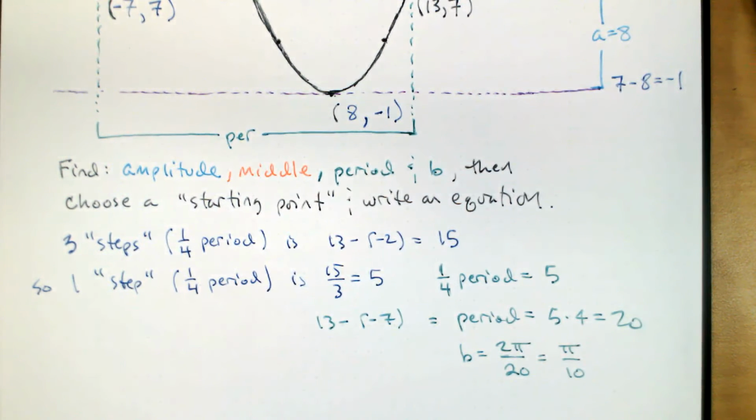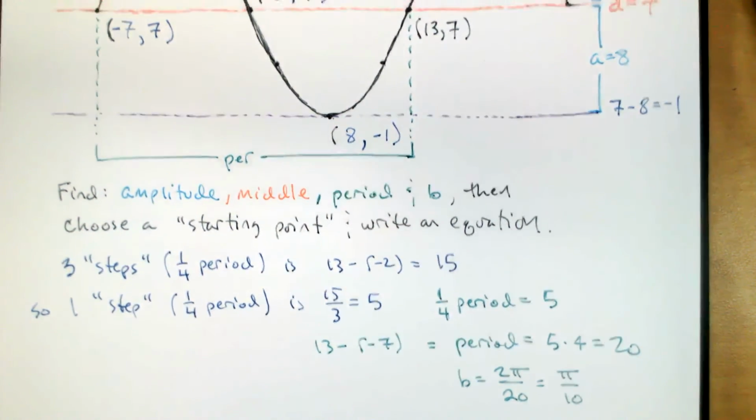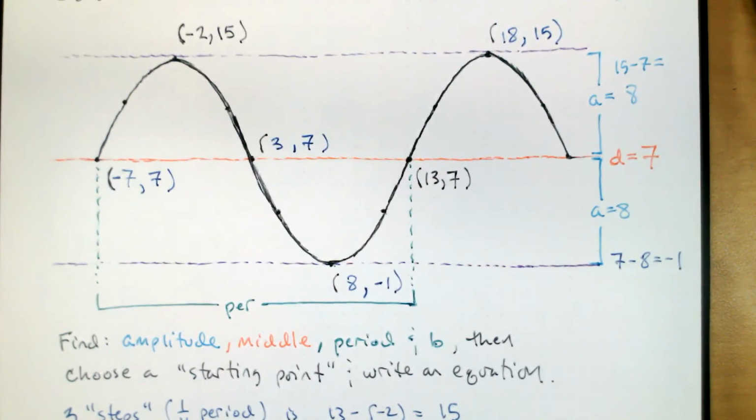Now all we have to do is choose a starting point and write an equation. My favorite starting points are the ones that are closest to the y-axis. So that -2, 15, and 3, 7 would be my first choices. But if for some reason we really wanted to do positive sine, we could go with -7, 7. If we really wanted to do negative cosine, we could go with 8, -1.